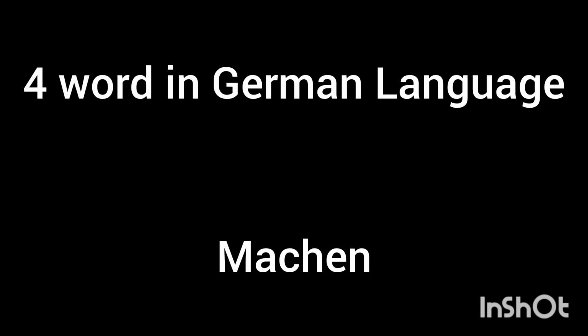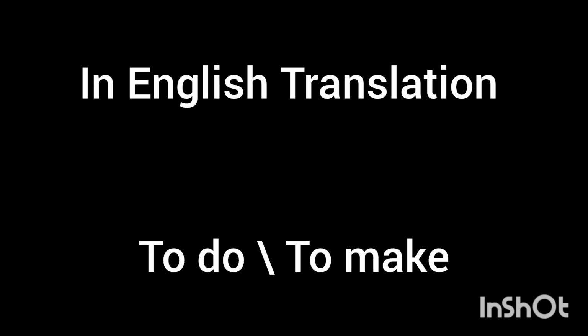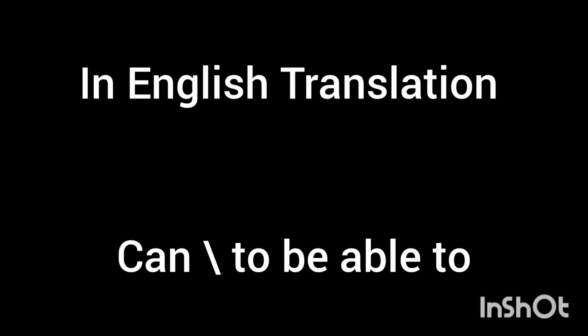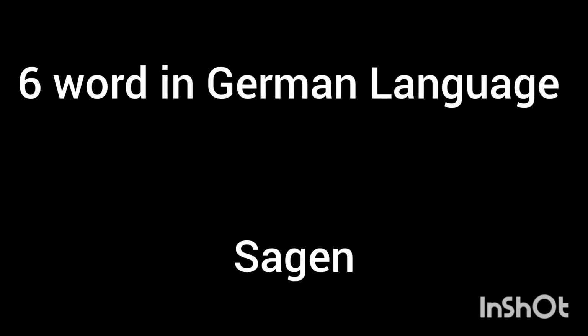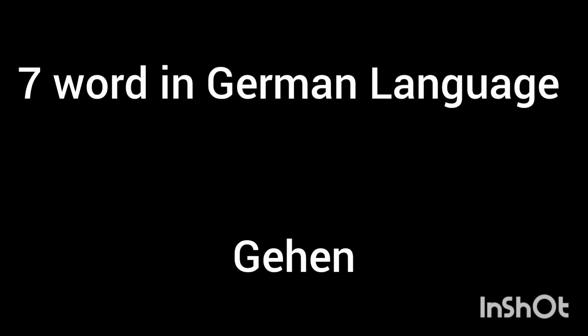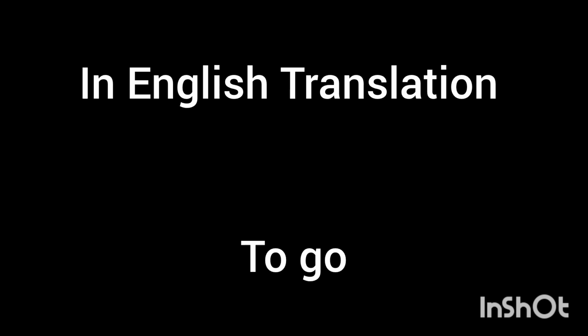Fourth word in German language is machen. In English, we say it to do or to make. Fifth word in German language is können. In English, we say it can or to be able to. Sixth word in German language is sagen. In English, we say it to say. Seventh word in German language is gehen. In English, we say it to go.